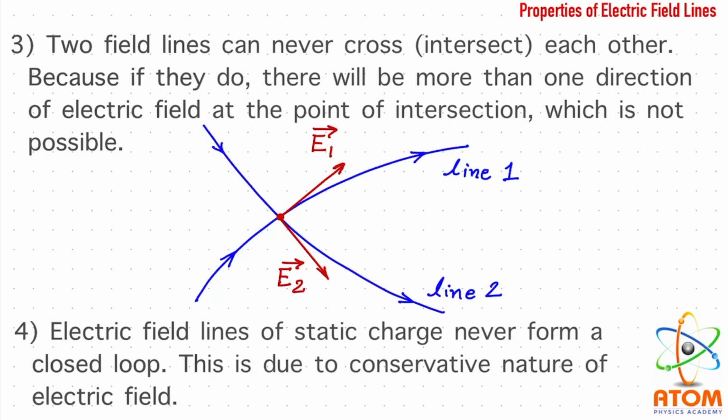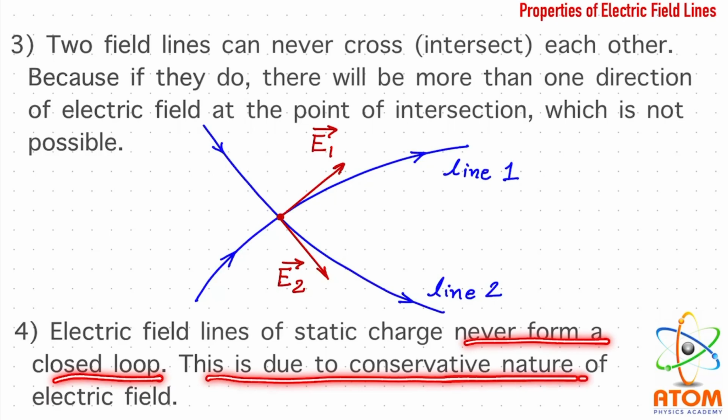The fourth is that electric field lines of static charge never form a closed loop. This we have seen already, that electric field lines always pass from positive to negative but never go from negative to positive back. That means electric field lines never form closed loops. This is due to the conservative nature of the electric field.